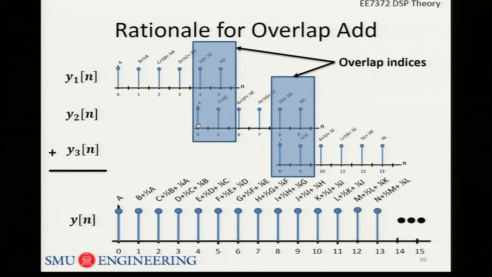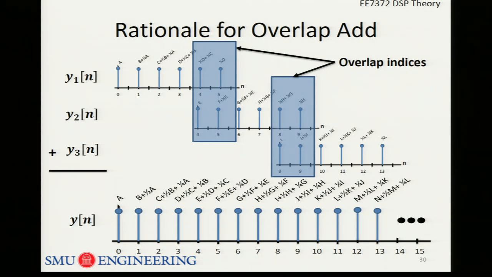But notice as we sectioned it out, Y2 has outputs at 4 and 5, which overlap with Y1. Y2 also has outputs at 8 and 9 index, which overlap with Y3. So if we just add these up, so you keep track of this bookkeeping, you end up with y of n, which is just a linear convolution. So you can see it works out, and I think it's fairly straightforward to understand.